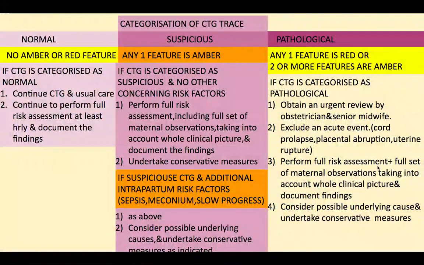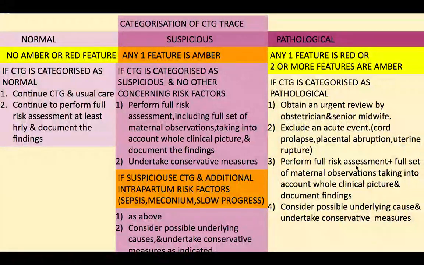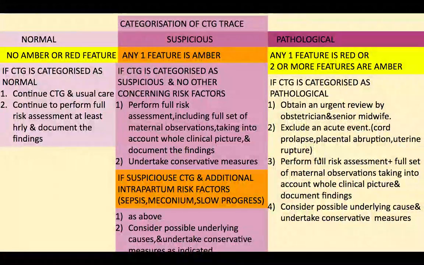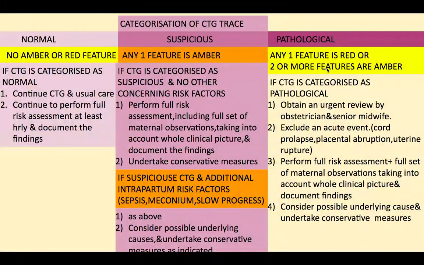Perform a full risk assessment plus a full set of maternal observations. A full set of maternal observations means vitals, blood pressure, temperature, pulse, abdominal examination, vaginal examination, her antenatal risk factor review, her intrapartum risk factor review. That is the complete set of observations and the risk assessment, taking into account the whole clinical picture, and document the findings. And then consider the possible underlying cause and undertake the conservative measures. Even in the pathological CTG, they have told us to do the conservative measures.